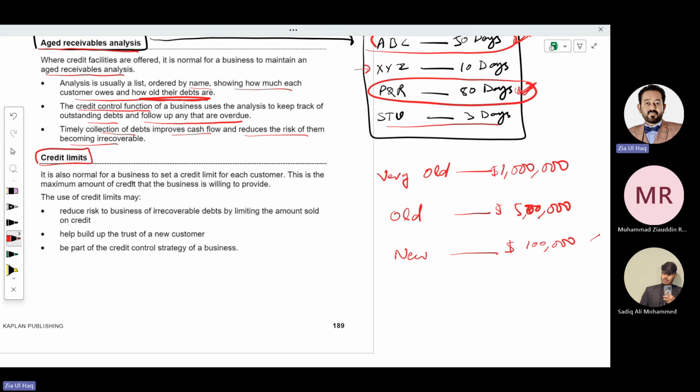So it is also normal for a business to set a credit limit for each customer. This is the maximum amount of credit that the business is willing to provide. The use of credit limit may reduce the risk to the business of irrecoverable debt by limiting the amount sold on credit. It will reduce chances of bad debts, help build up the trust of new customers so we can increase the credit limit, and be part of the credit control strategy of our business. So to loyal, meaning old customers, we provide more credit, and for new customers, we provide less credit because there are chances of bad debts. Is it fine?